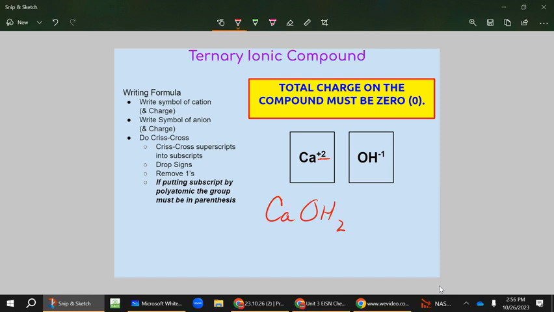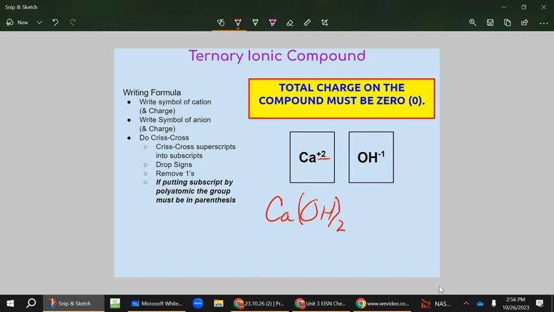Okay, so how do I put a 2 there then? Because someone told you to put it 2. It's crisscross. What am I missing? What are we missing, people? Parentheses. Why? This is why.